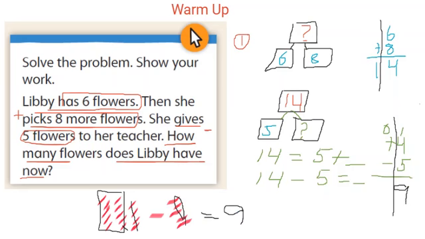So now we have to write the sentence. This is just the quantity that we have. So now Libby has 9 flowers. That is the answer right here.